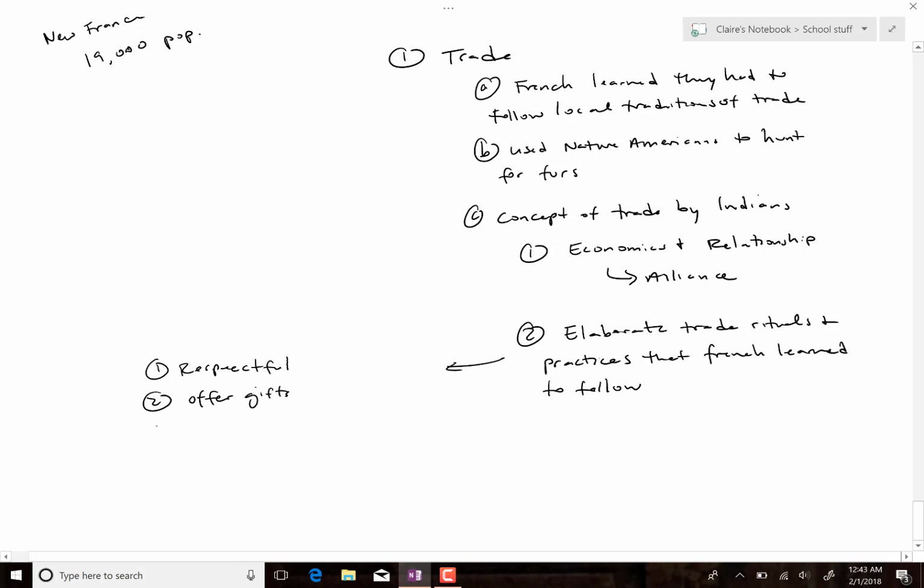And ultimately follow local customs. There's an example of this where a French trader showed up with gifts that were kind of not the best gifts.